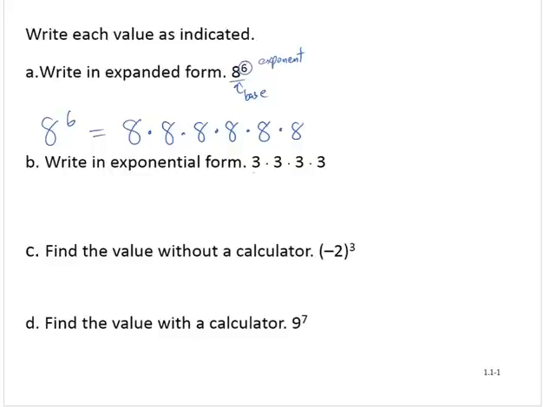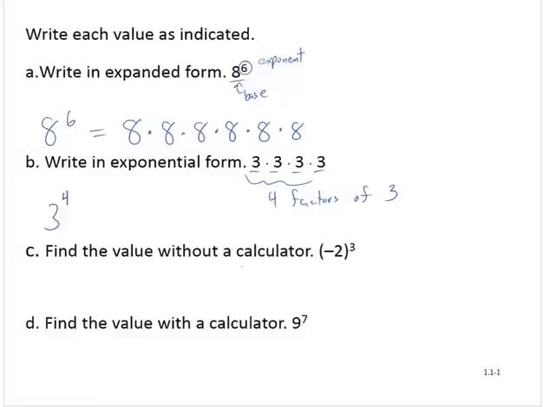Write in exponential form, 3 times 3 times 3 times 3. So we have repeated bases, right? The base is 3, so I have 3 to some power. There are 4 factors of 3. So we write 3 raised to the 4th power.